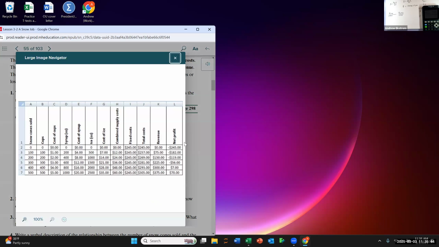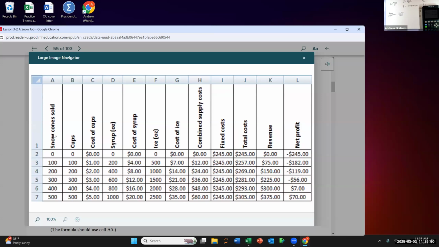And it should already be set up so that everything's ready to go. If I look at this, you can see if I can make this a little bit bigger, the number of snow cones sold, the number of cups used, the cost per cup, how much syrup is used per 100 snow cones, the cost of syrup per ounce, the amount of ice that's used, the cost of the ice, combined supplies.